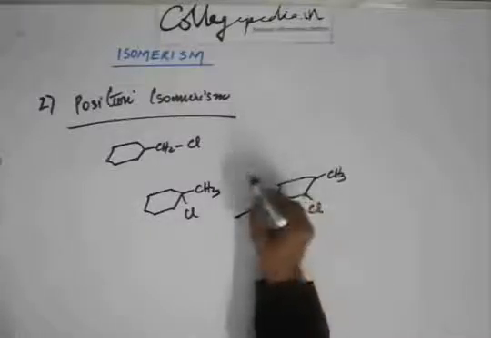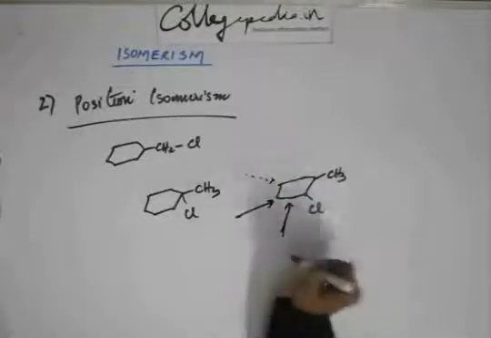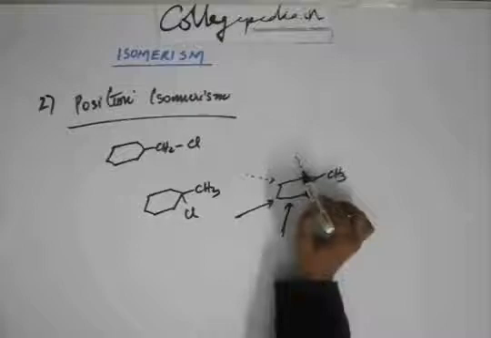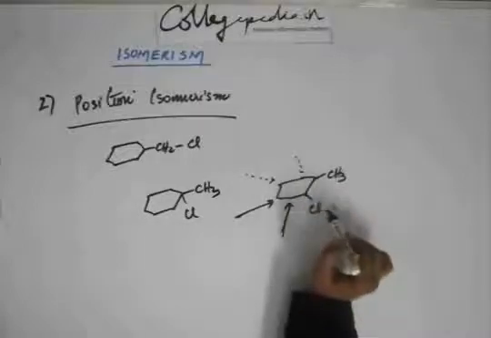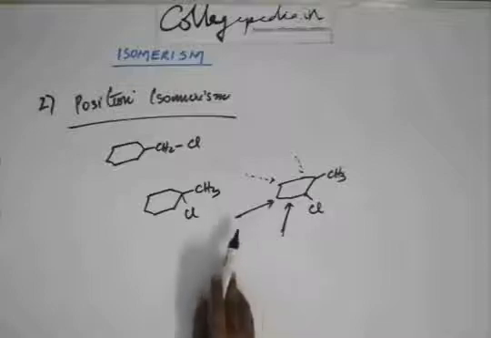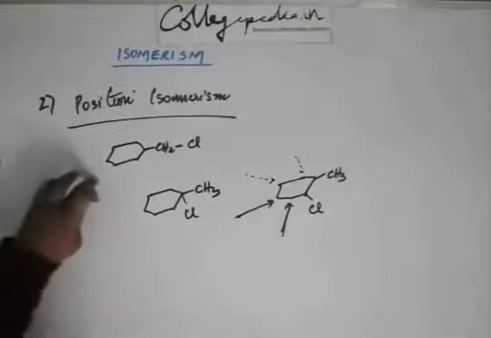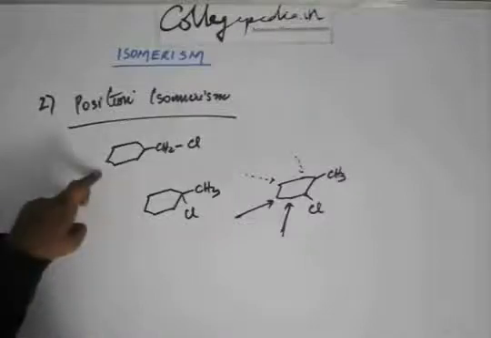If you go to this position, this will be similar to this position because of symmetry. If you go to this position, it will be similar to this position. So altogether 1, 2, 3, 4 and 5. There will be 5 positional isomers of this given compound, counting this given compound.